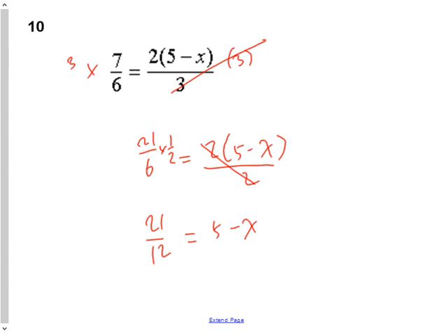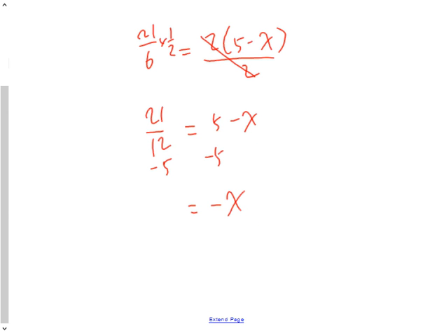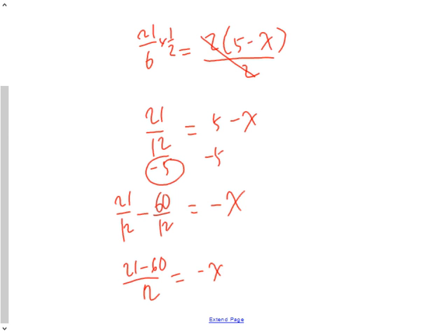Then I subtract 5 from both sides. And negative x would be left over here. And 21/12, take away. Does anyone know what 5 is as a fraction with a denominator of 12? No, it's 60/12. 60/12 is the same thing as 5, right? How many 12s in 60? Well, I'm just telling you, 5. So once you have that, 21 take away 60/12 equals negative x.